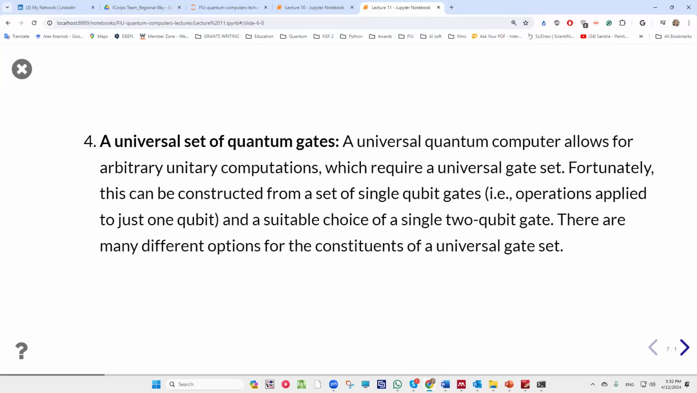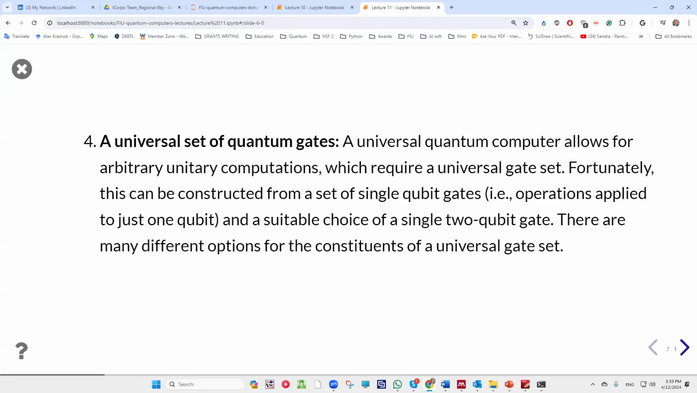A universal set of quantum gates. This is a very important criterion. And as we will discuss today, photonics, like the quantum computers that are based on light, doesn't really fulfill this criterion, because a universal set, as we discussed, for any quantum computer, we need a particular number of single qubit gates and 2 qubit gates.